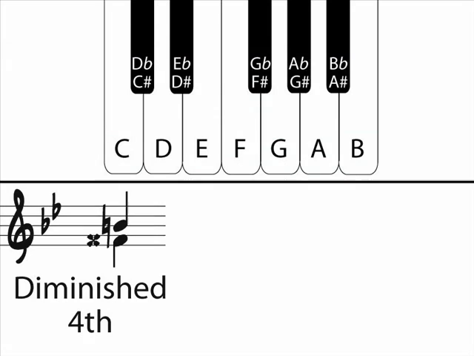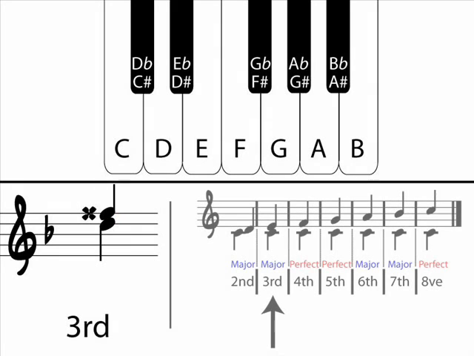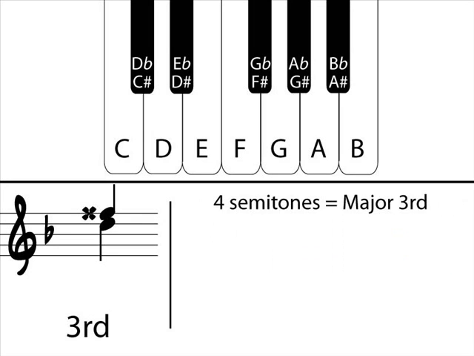Let's try one final example. Note head count first. Here's the starting note, so that's 1. The next space is 2. The next line is 3. Therefore, we're looking at a third. Jot that down. We'd now compare this to a major third in C major, but as we did this in an earlier example, we already know that 4 semitones make up a major third.